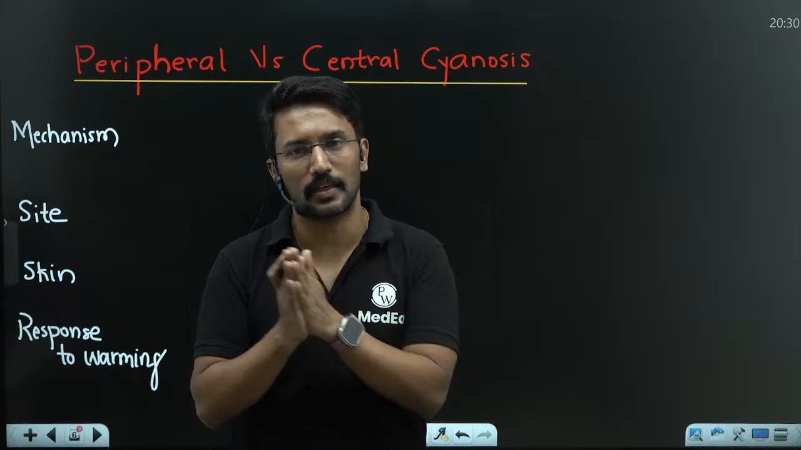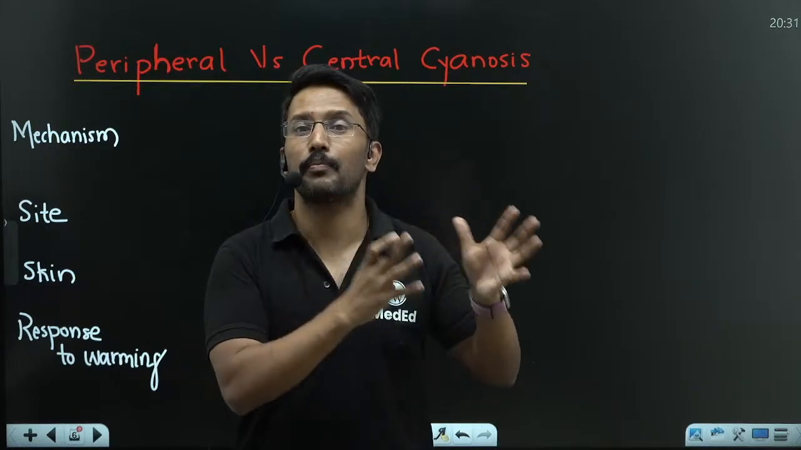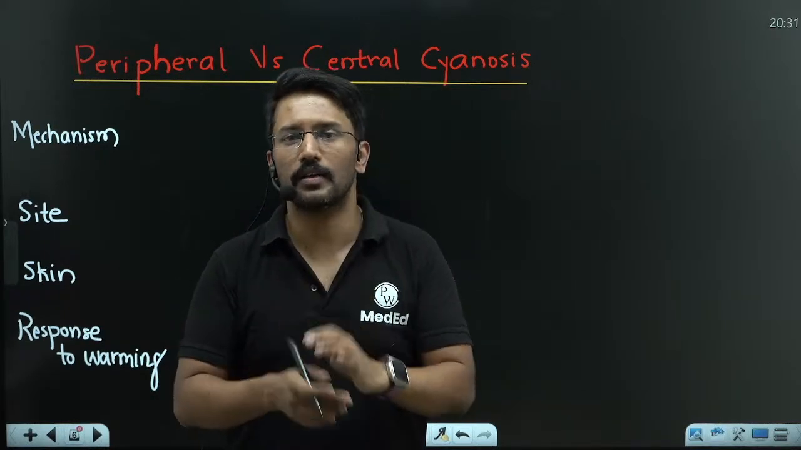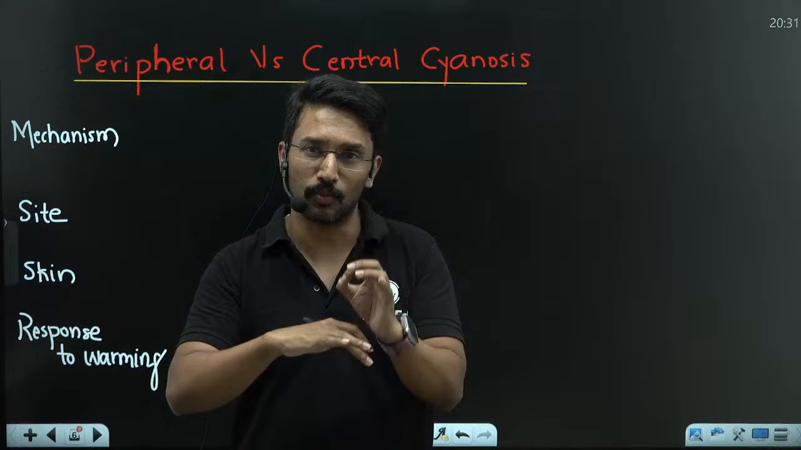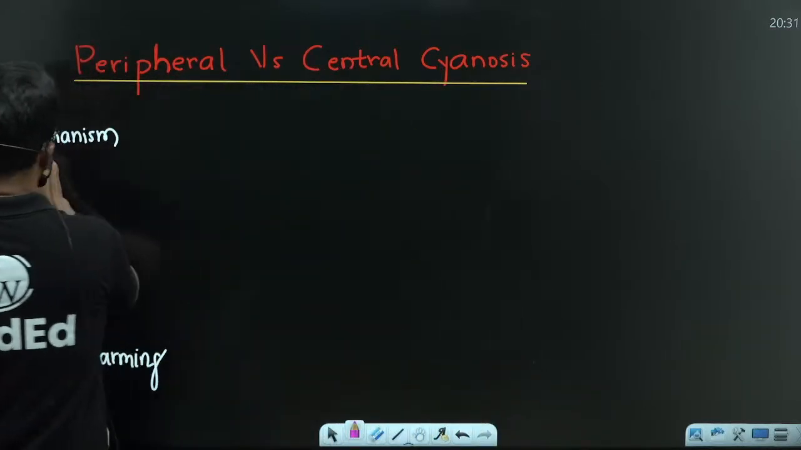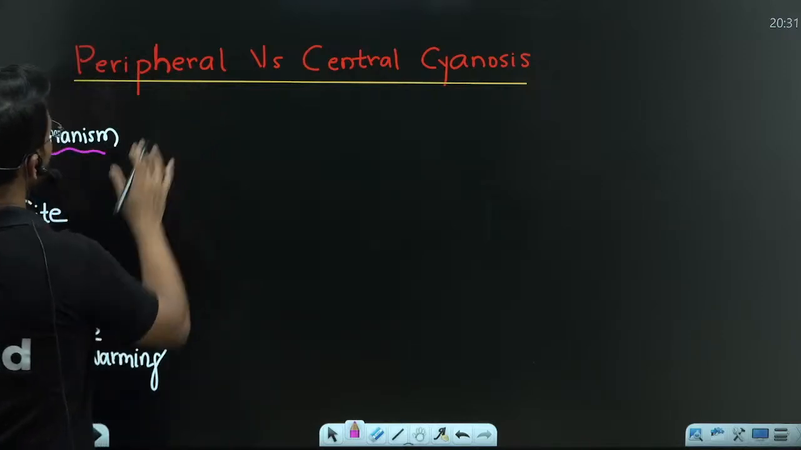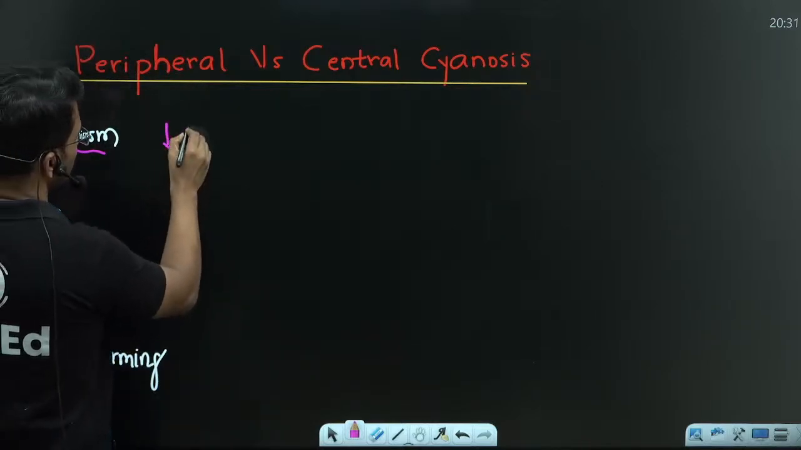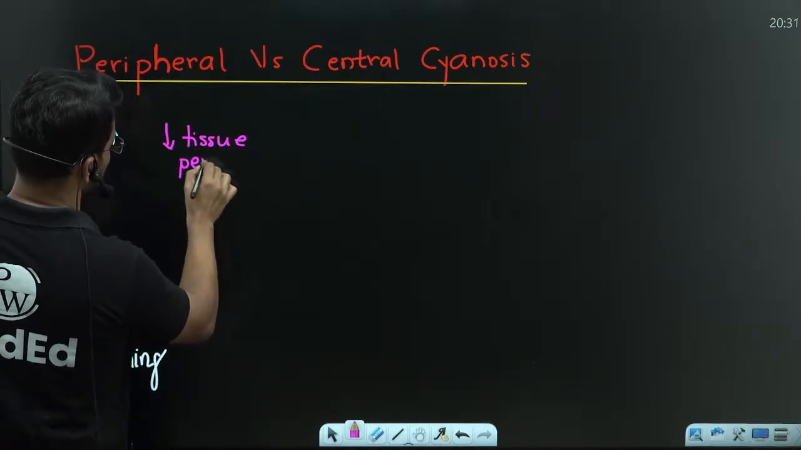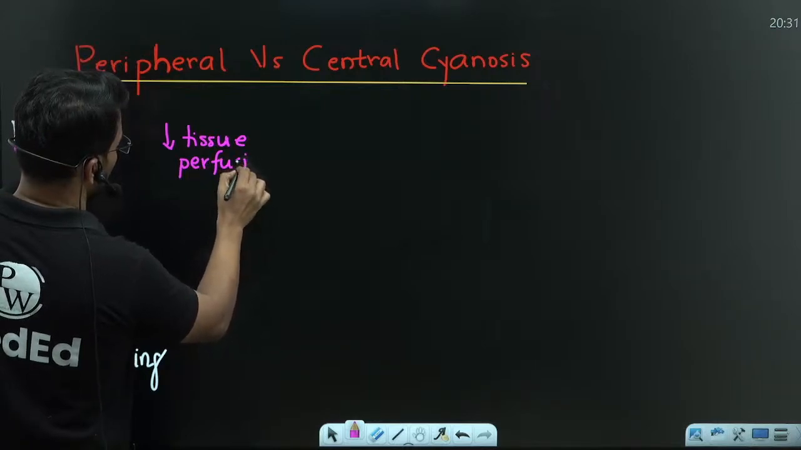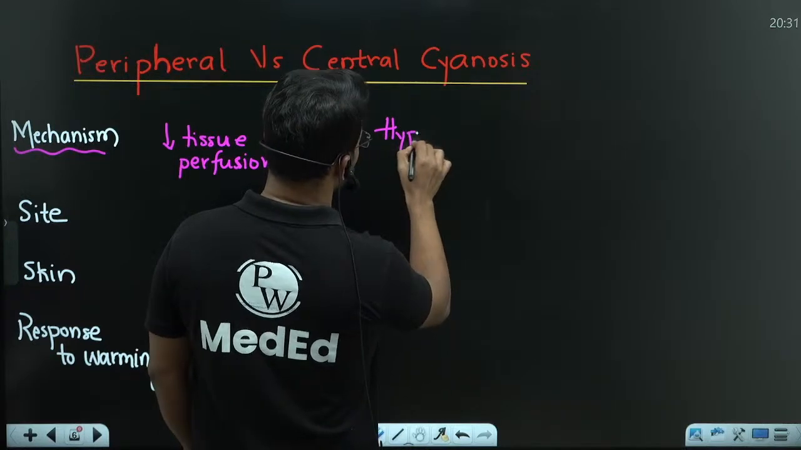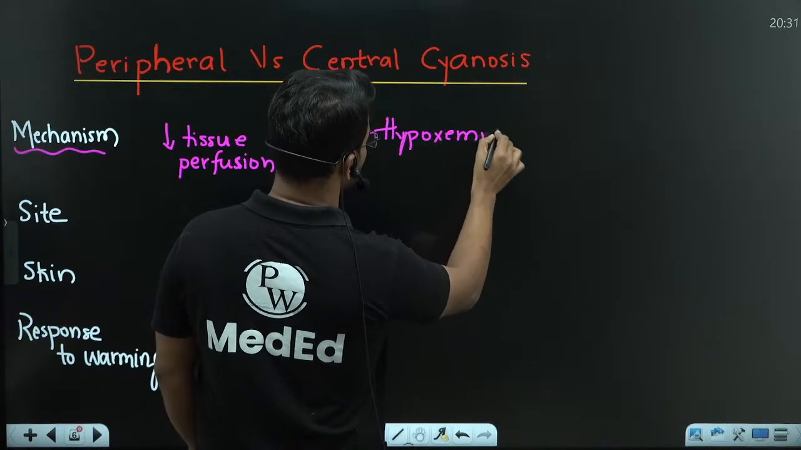So then what is the difference between central and peripheral? In central cyanosis, there is hypoxemia. In peripheral cyanosis, there is decreased tissue perfusion. Because of decreased tissue perfusion, more and more reduced hemoglobin is accumulating inside the tissues. Then how do I differentiate between the two? That is the question, right? Okay, so we will understand the differentiation. What is the mechanism of peripheral cyanosis? Decreased tissue perfusion. What is the mechanism of central cyanosis? Hypoxemia.